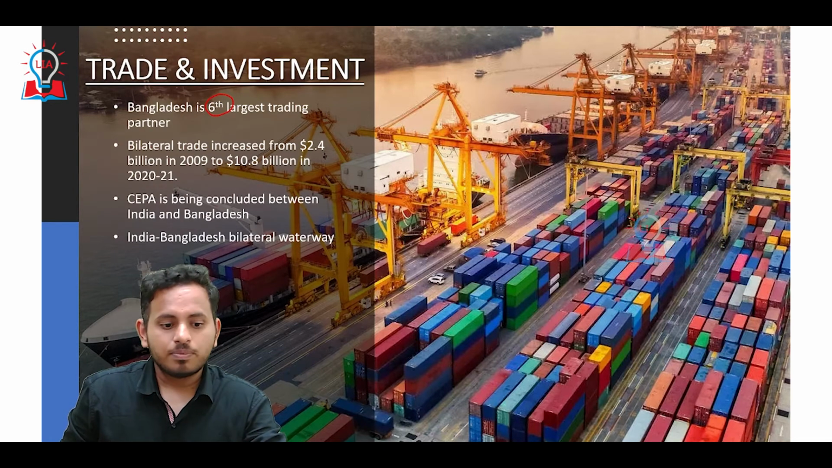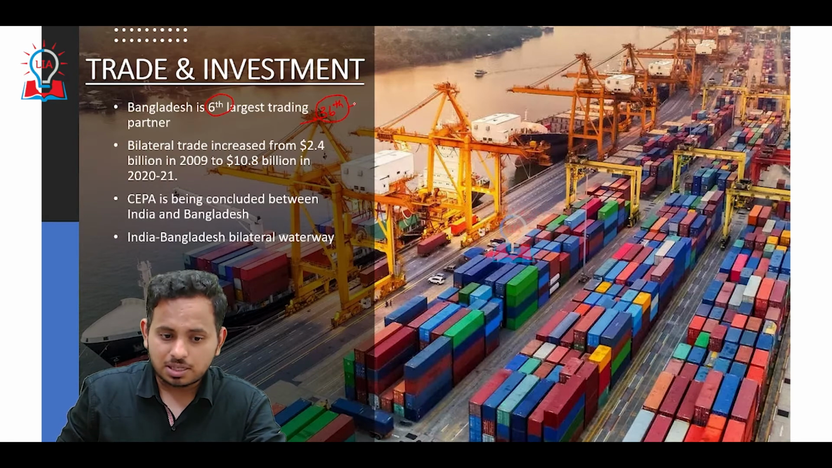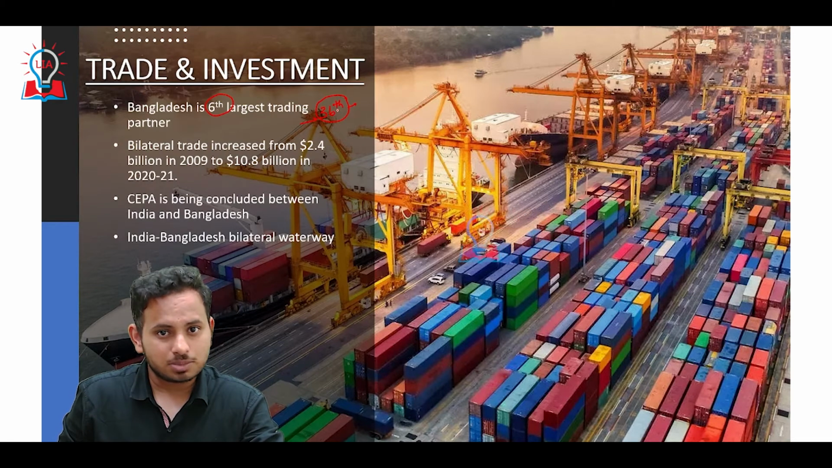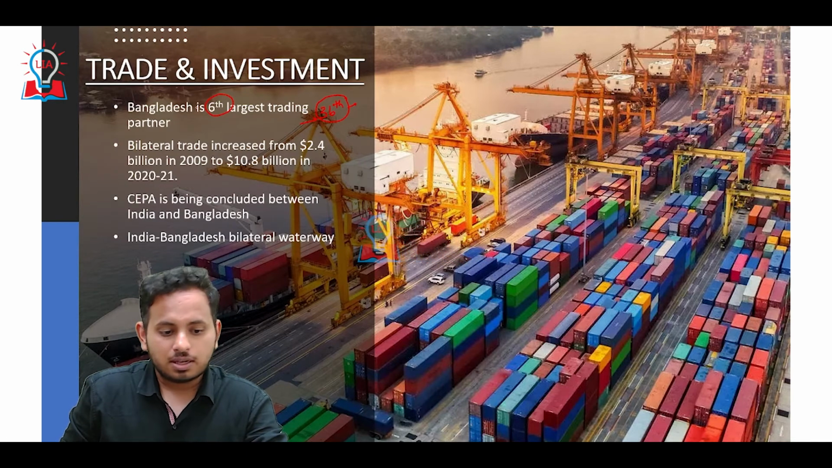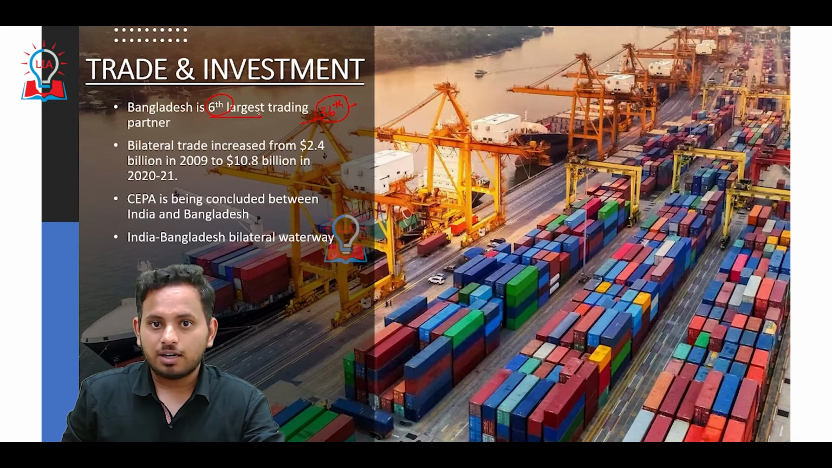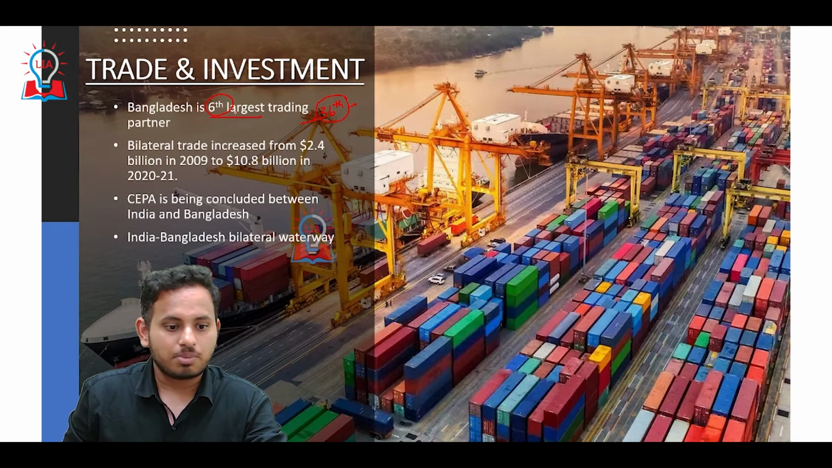At the same time, remember one more thing: Pakistan is the 36th largest partner for India, which means we have almost negligible trade with Pakistan. At the same time, with what was erstwhile East Pakistan, we have very significant trade, as Bangladesh is the 6th largest trading partner for India. Bilateral trade between India and Bangladesh has almost multiplied 5 times in the recent past.